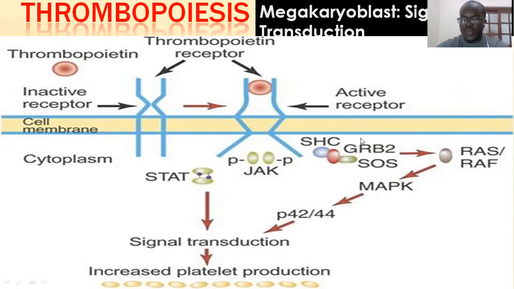So both pathways will increase the production of platelets. That's why you need thrombopoietin to produce a lot of platelets, to increase platelet or thrombocyte production. So now you know how platelets are produced. You also know the normal platelet count in a normal person should range from 150,000 to 400,000 platelets per cubic millimeter of blood, or per microliter of blood.